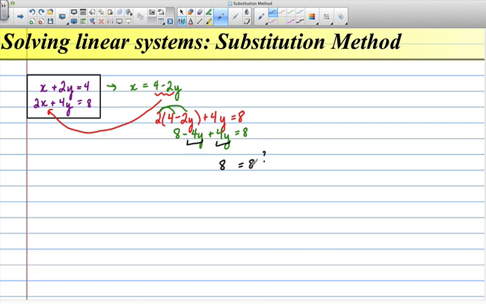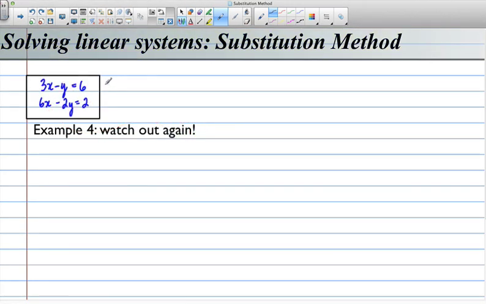So what does this actually tell you? If you look at both of the original equations, the second equation here is actually a multiple of the first, meaning if we times the first by 2, we actually get the same equation. These two equations create the same line. They are collinear, meaning there are infinitely many solutions for this particular system.